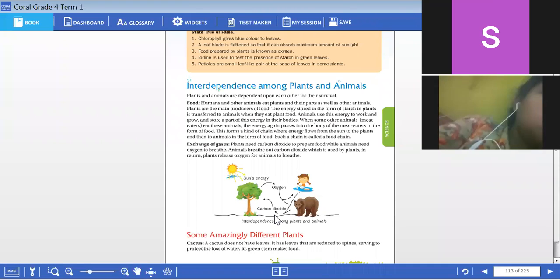Plants will take in carbon dioxide to prepare their own food. We came to know that four elements are required by a plant. I am repeating it again for you, children. Four elements are required by a plant to prepare the food: water, sunlight, carbon dioxide, and chlorophyll. You have to answer this question, children. It takes the air through stomata.